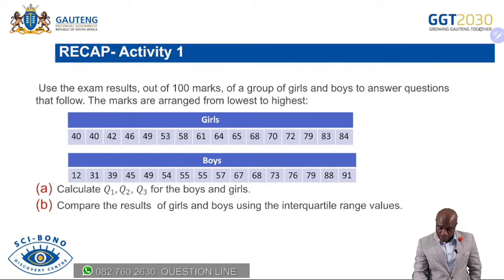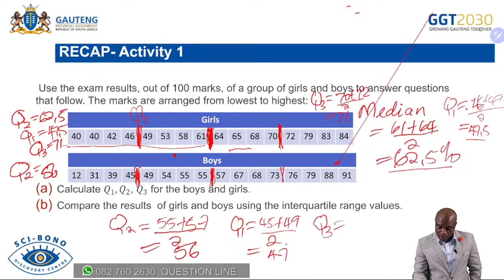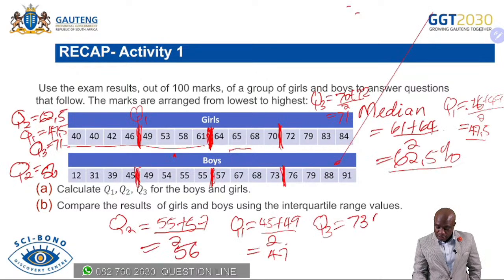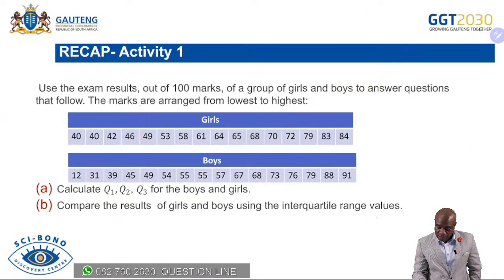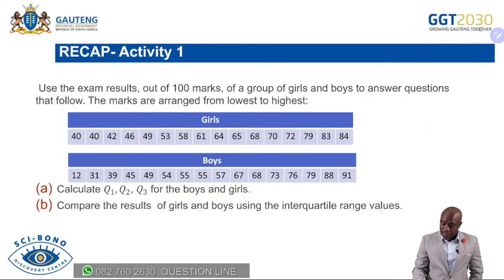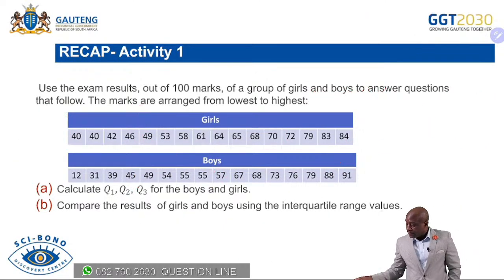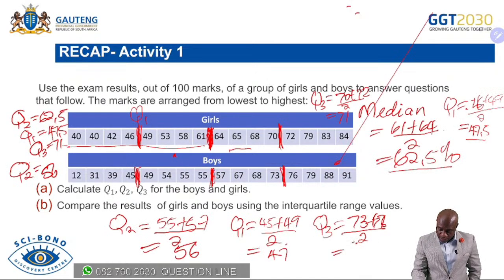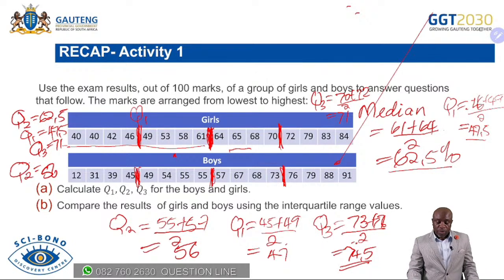And then our Q3 finally for the boys. So we count 1, 2, 3, 4, and we are here. It's actually 73 plus 76. I'll write it nicely there. And then divide by 2, 73 plus 76, and the answer is 74.5. So those are the quartiles for the boys and girls.